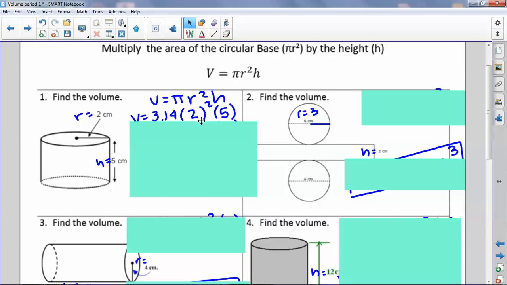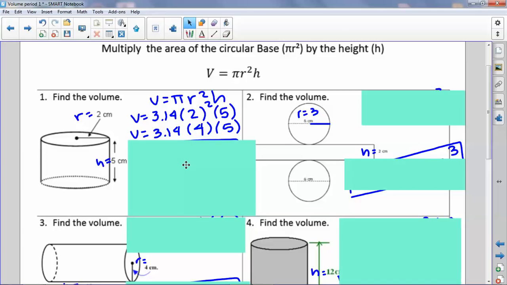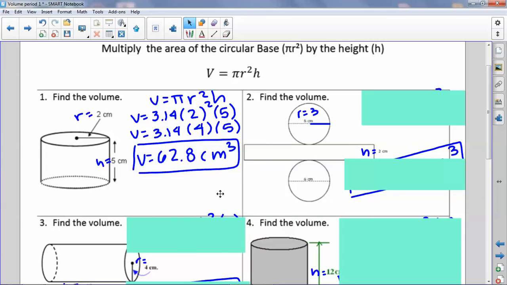Now remember, we need to square the 2 first before multiplying anything else. So that would change this equation to 3.14 times 4 times 5, and the 4 came from the 2 squared. So now multiply those 3 numbers together and you should get an answer of 62.8 centimeters cubed.